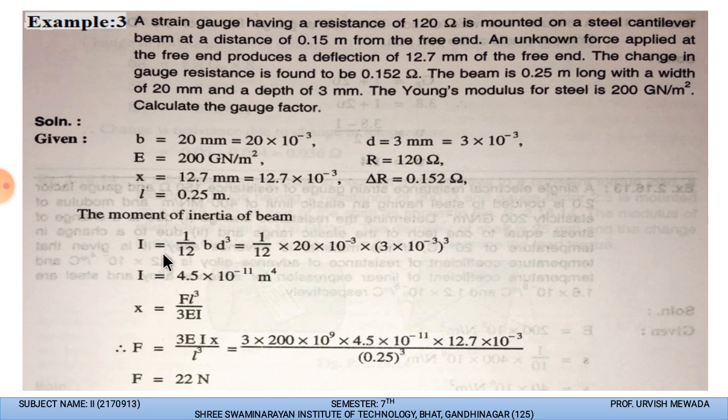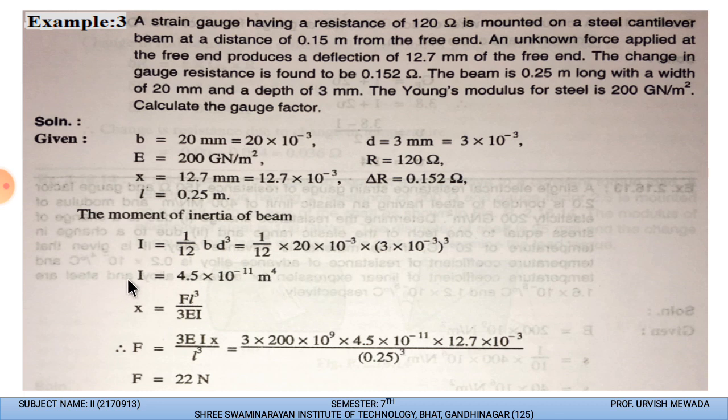So moment of inertia I is equal to 1 by 12 BD cube, where B is the width of the pole, and D is the depth of the pole. So 1 by 12 into 20 into 10 raised to 3, that is given, and 3 into 10 raised to minus 3 cube, because we are finding the moment of inertia. So I is equal to 4.5 into 10 raised to minus 10 meter square. So this is the printing mistake, inertia is in meter square.